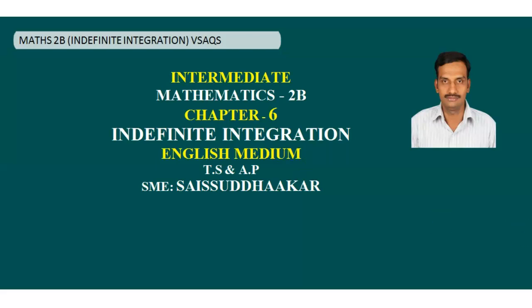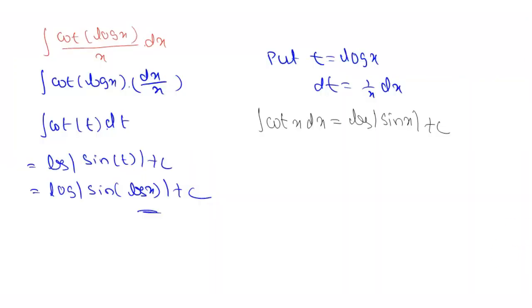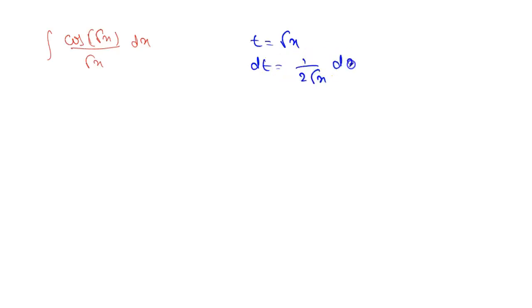Right. Next question is in the same model in general. The question is: integration of cos of root x by root x dx. So here I am taking t is equal to root x, dt is equal to d by dx of root x, which is 1 by 2 root x dx. Cross multiply to the left side. So 2 dt is equal to dx by root x.